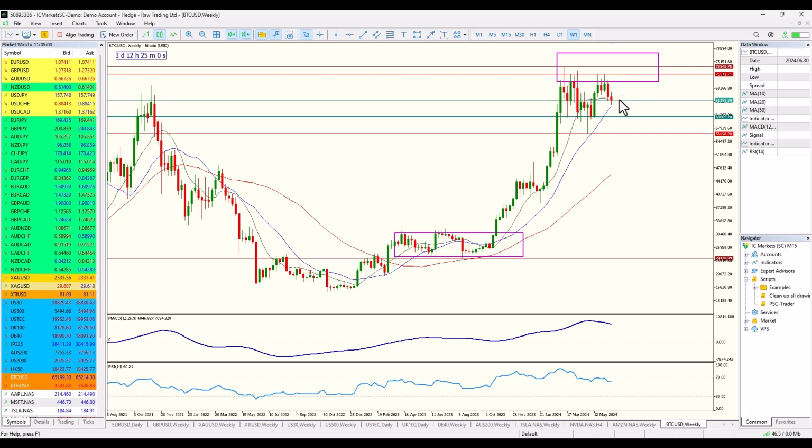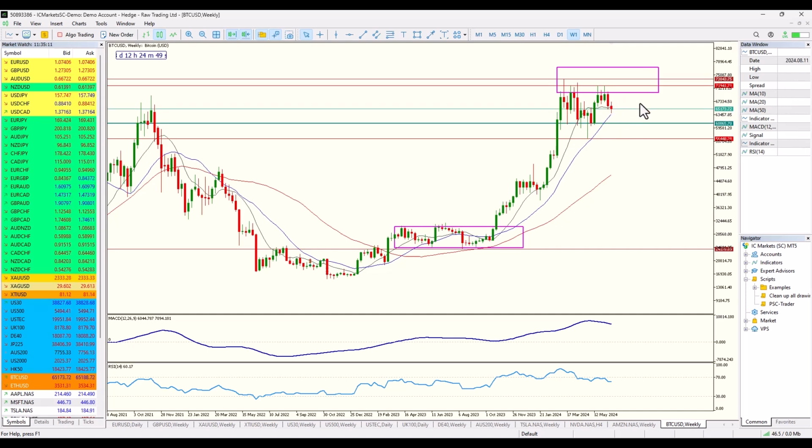But overall, I see this more as a consolidation than any kind of exhaustion settling in. I see it taking a bit of a breather now before ultimately continuing higher at this time. There's no real red flags here, just that the market is really just taking a breather.